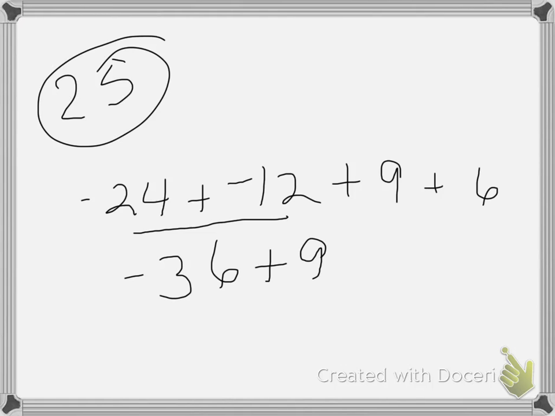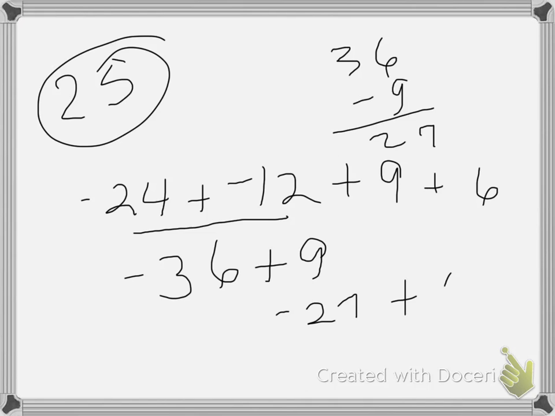So one number is a positive, one number is a negative. That means what are we going to do with these numbers? We're going to subtract the 9. So 9 from 36 will give you 7, and then you have 27 now. So is it negative or positive? It's going to be a negative 27.